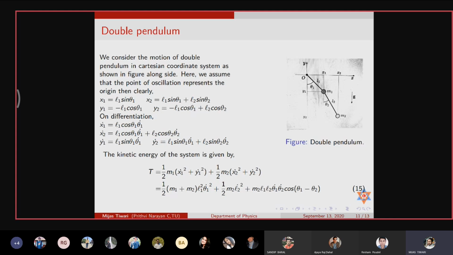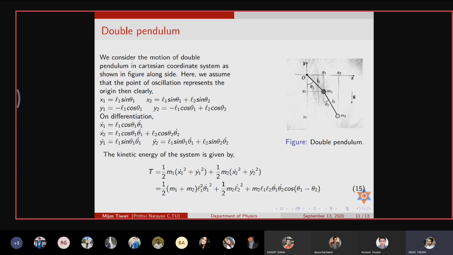We consider the motion of the double pendulum in a Cartesian coordinate system as shown in the figure alongside. Here we assume that the point of oscillation represents the origin. Then clearly from the figure, x1 equals L1 sin theta 1, where x1 and y1 represent the position of bob m1, and x2 and y2 represent the position of bob m2. Then x2 equals L1 sin theta 1 plus L2 sin theta 2, y1 equals minus L1 cos theta 1, y2 equals minus L1 cos theta 1 minus L2 cos theta 2. Here a minus came because we assume that the point is the origin, right? Then below that origin, the values of y need to be negative.